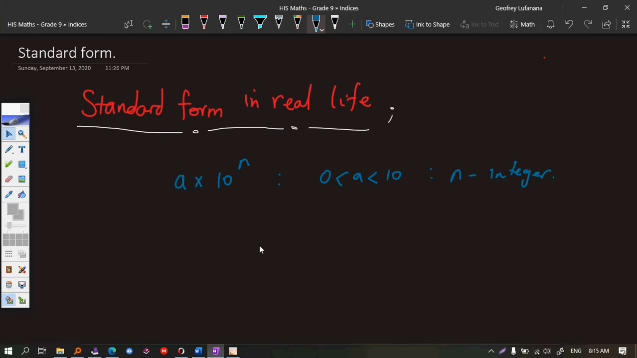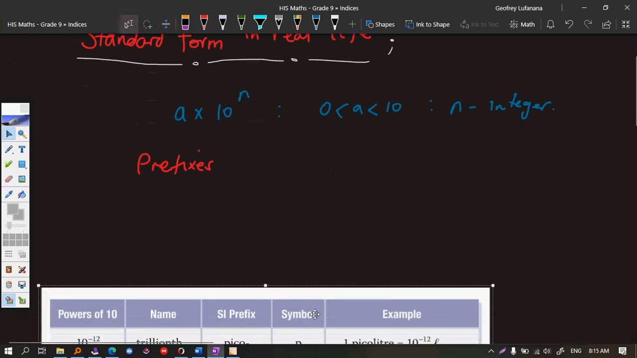Now, standard form is used to express very small numbers and very big numbers, and we meet them a lot in real life. For us to do so, we are going to make use of prefixes, and we are going to explore what these prefixes mean and their equivalents in standard form. So today we shall explore this table.